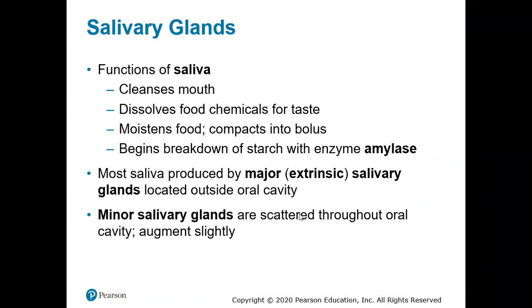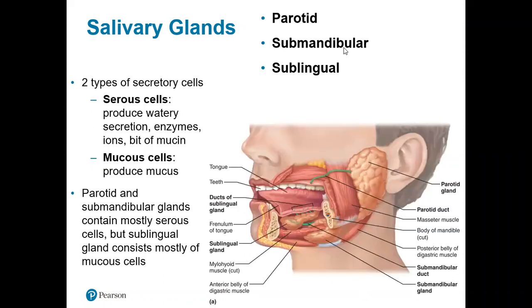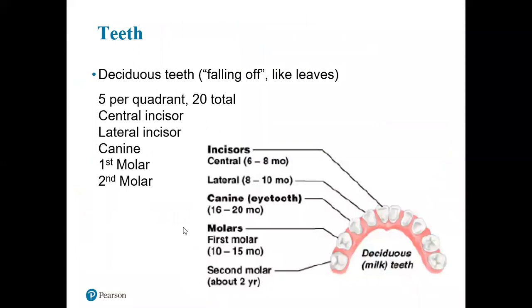Most of the saliva is produced by the 3 major extrinsic salivary glands, the parotid, submandibular, and sublingual. There are some other buccal glands that have a smaller contribution. There are 2 types of secretory cells. Serous cells produce watery secretions and a bit of mucin, which we'll talk about a little bit later, as well as mucus cells, which produce mucus. The parotid and submandibular glands contain mostly serous cells, but the sublingual gland contains mostly mucus cells.